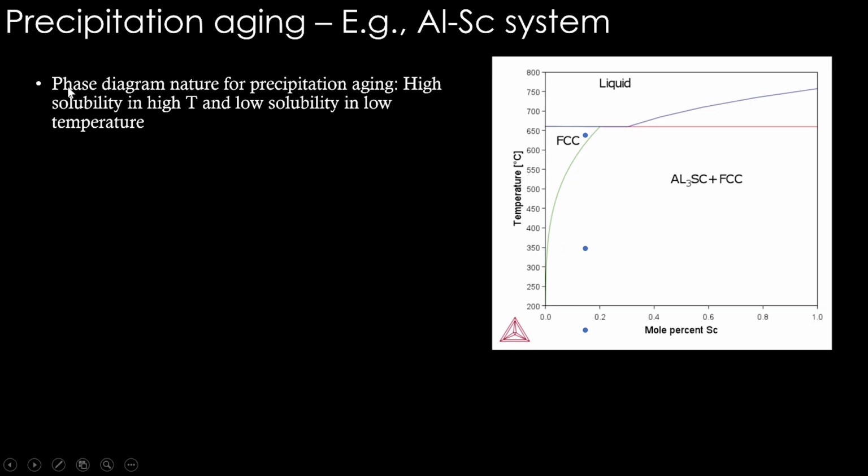Let's summarize what we have seen. Phase diagram nature for precipitation aging: high solubility at high temperature and low solubility at low temperature. That is important, meaning a solvus line should appear like this. This is a feature of many systems.